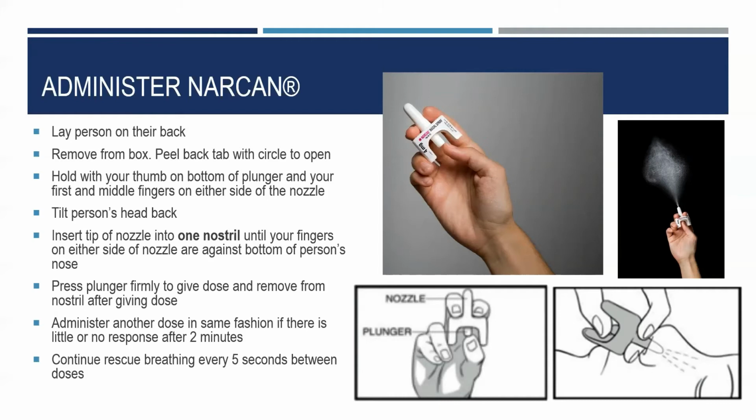You'll then continue rescue breathing, and if they begin to respond, you put them in a support position, which you'll see in the video we'll show you. And then if not, you do get 2 doses in each kit, so you'll take the other kit and do another dose in their other nostril.